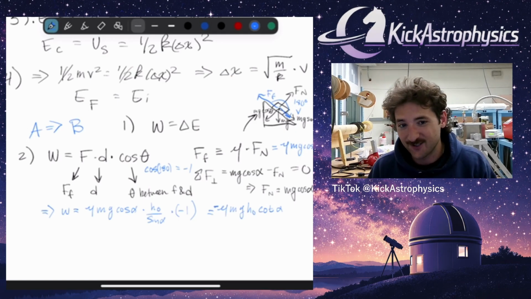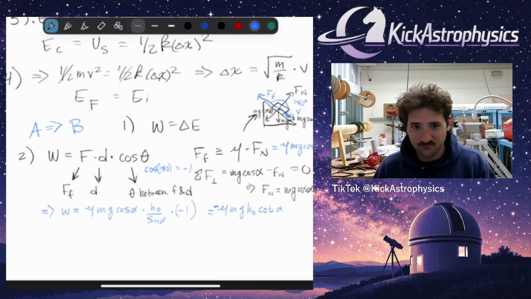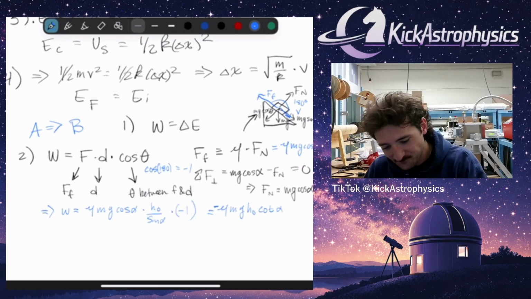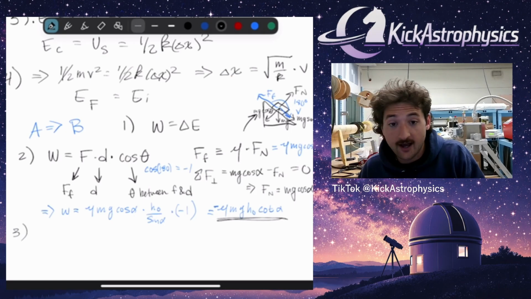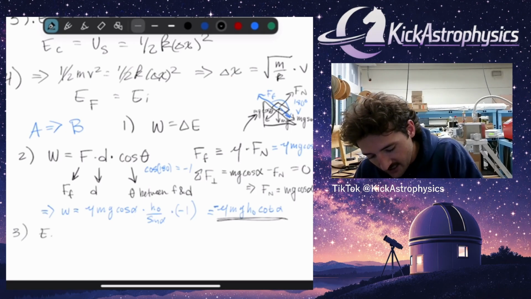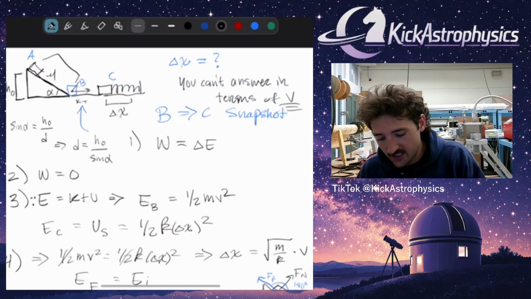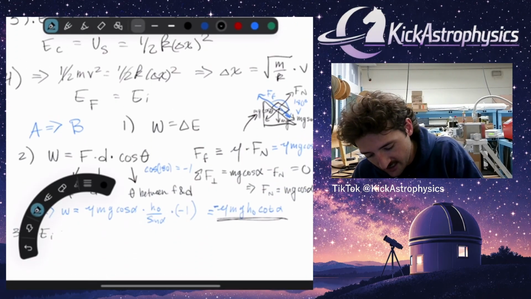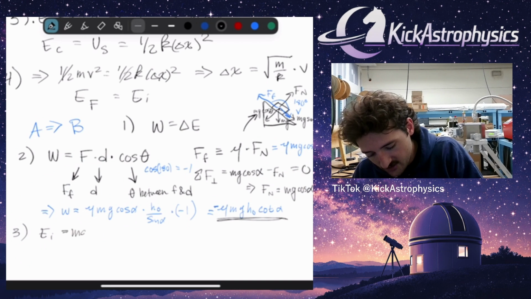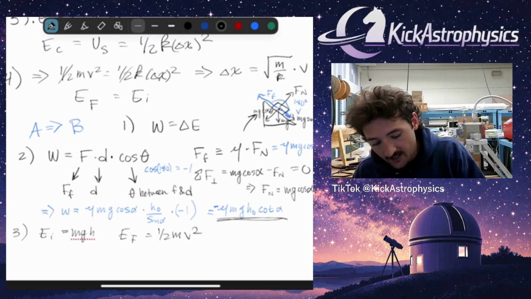We solved for the work. I know it was difficult, but not too crazy, right? So this is our answer for the work. And now we can solve for EI and EF. So EI is our initial energy. Well, initially, we're at the top of the incline, and we just have gravitational potential energy. So EI will be equal to mgh. EF will be equal to 1/2 mv squared. And there we have it.